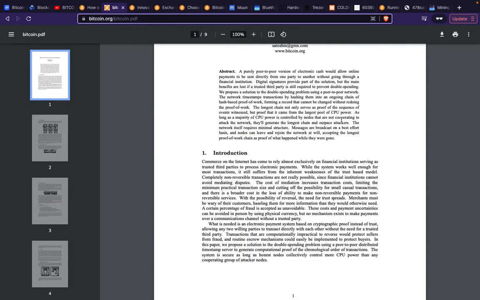Okay, now back to the white paper. It says the longest chain not only serves as proof of the sequence of events witnessed, but proof that it came from the largest pool of CPU power. Now, here's the thing about the proof of work, right? If you show proof of work, you most likely are honest. If you spend a lot of energy, a lot of time, and power to, let's say, build a house, right?